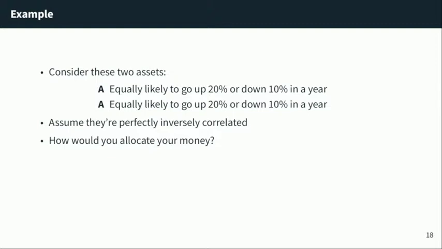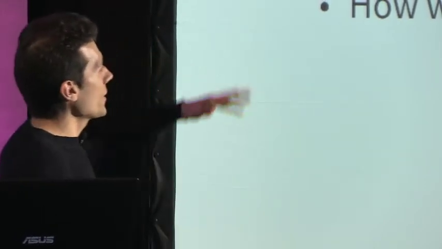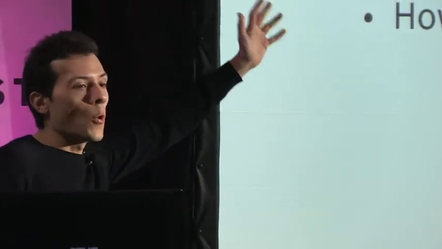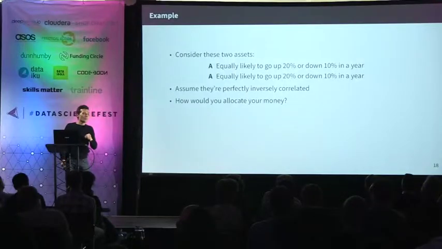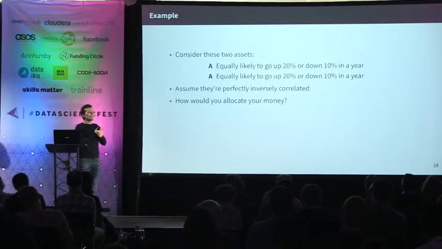And then you should also assume that they're perfectly inversely correlated. So in a year when A goes up 20%, B goes down 10%, and the other way around. So they kind of track each other inversely perfectly. And this is assuming that all of these you know from previous historical information, of course. If you had this, how would you allocate your money? Would you get A, B, some combination of the two? If so, in which ratio?